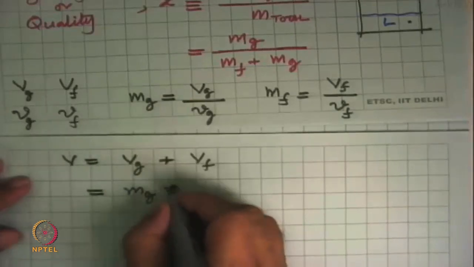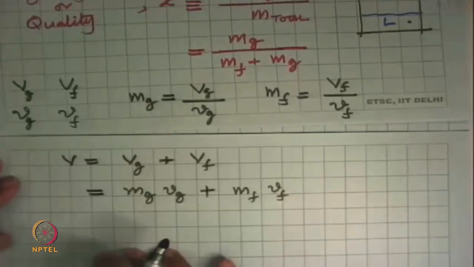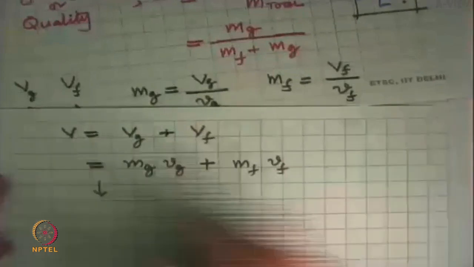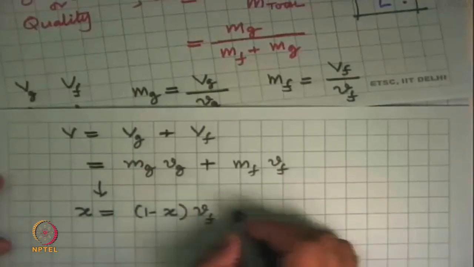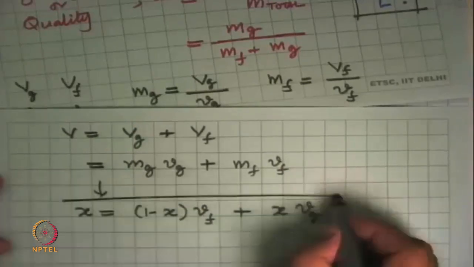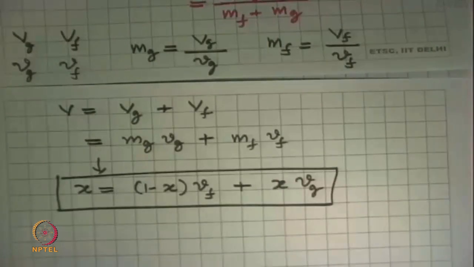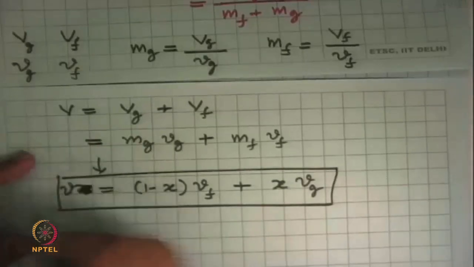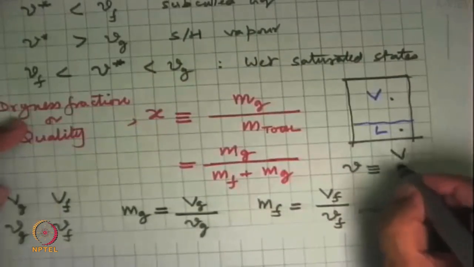we can get that the total volume is mg Vg plus mf Vf, and by the definition of x, which is mg upon mf plus mg, we can put that into this, do a little bit of simplification, and what we get is that v is equal to 1 minus x times vf plus x times vg. Oh sorry, this is v. Okay, I will define v here. v is V total upon M total.